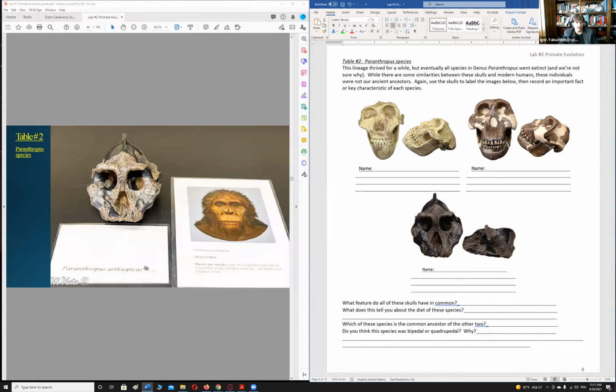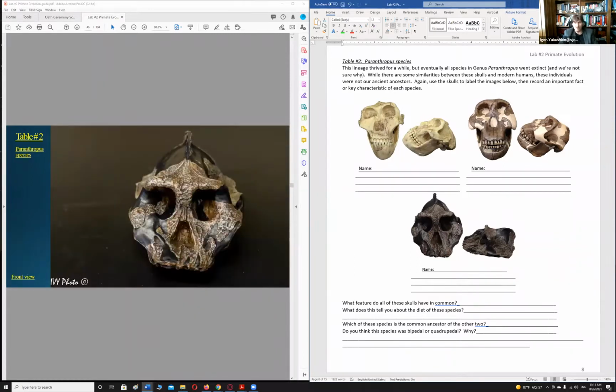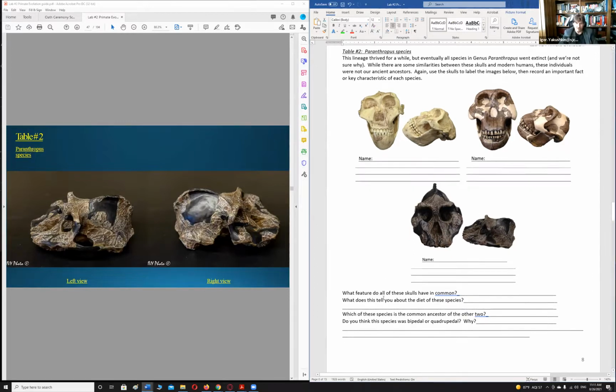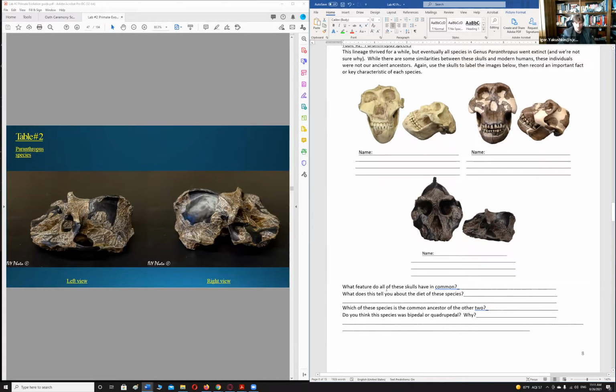Whenever it was discovered, the minerals stained it with the black color. So in this particular case, again, very, very prominent sagittal crest and quite a large snout. Most likely it was bipedal as well. But again, went all muscles, died off. So what do all those skulls have in common? Sagittal crest and very, very robust brow ridges. What does it tell us about the diet? Most likely they were vegetarian.